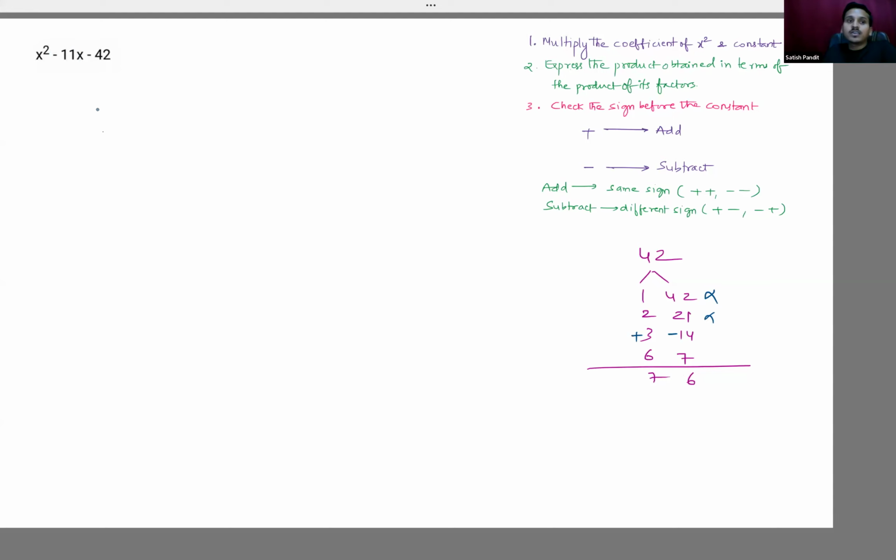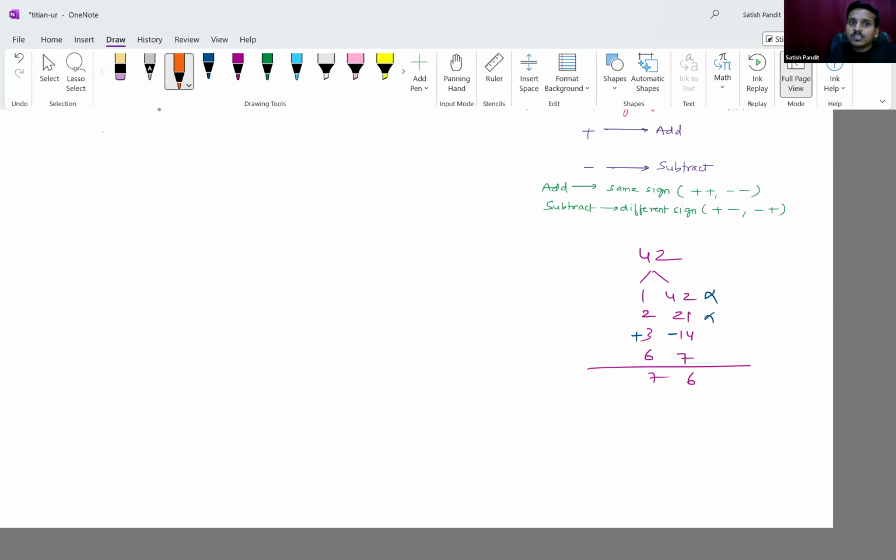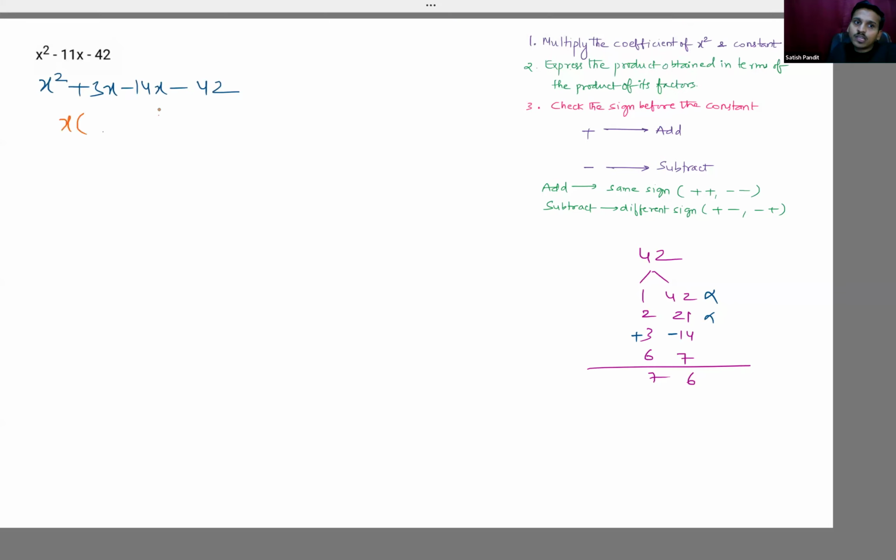Clear? That means I can write this as x square minus 11x, I can write it as plus 3x minus 14x minus 42. What do we do next? We take common from the first two. x is common. x plus 3. x plus 3 we write again. And think of one number so that if you multiply this bracket, you get the next two terms. It has to be minus 14. Bracket thing, you take common. And what is left? x minus 14.